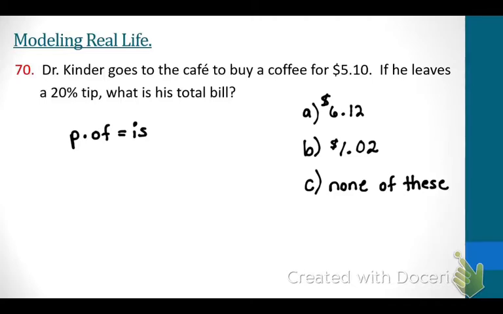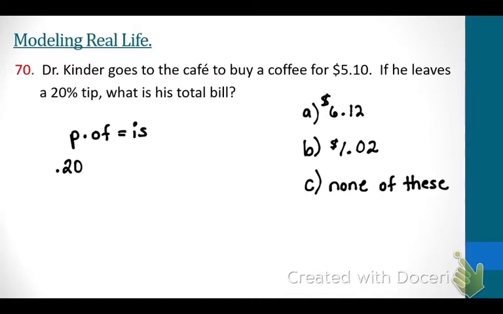What is the part and what is the whole? Is the of the part or the whole? The whole. It is the whole amount. What is the is? It's the part. That's going to be the amount that he leaves as a tip. Kaylin, do we know our P? Do we know our percent? No. The percent is 20. Okay, so I've got to change 20% to a decimal, which would be 0.20.